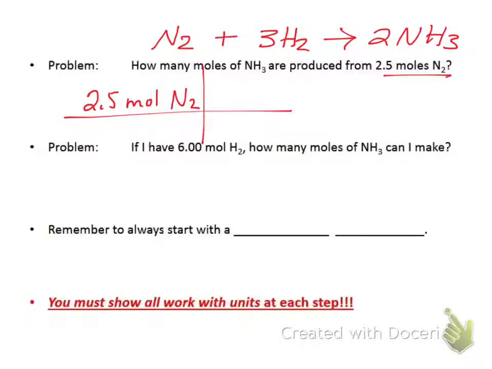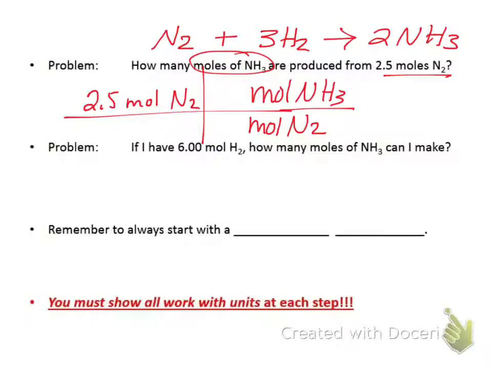I want to get rid of moles of N2, so where do I put it? On the bottom. And I'm trying to get to moles of ammonia, so I'm going to put moles of ammonia on the top. Now I'm going to look at my balanced equation and see what numbers are in front of it. What number's in front of nitrogen? 1. So 1 mole of nitrogen will produce 2 moles of NH3.